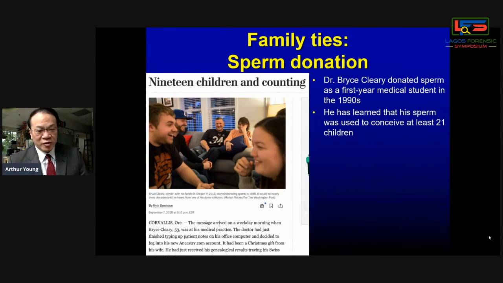Actually, that's an old article. The number of children that have come forward is 21. And there could be even more. What has to happen is that people have to have the DNA test and then find out if they're a match. Next slide, please.